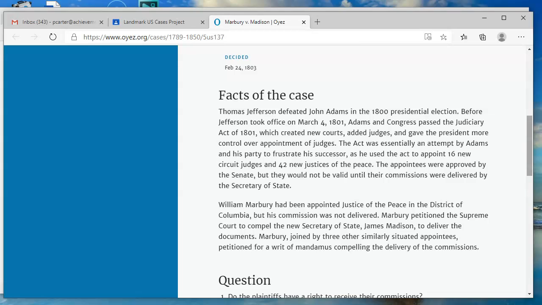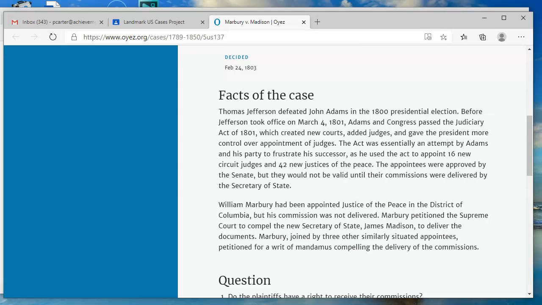Whenever a president is elected, they have the election in November, and the time he actually takes office is generally, today, in January, but in those days, it was March. That period between when they had the election and when you actually take over the office is called the lame duck period. Generally, nothing happens in that period, but in this particular case, Adams and Congress passed a group of laws, which created new courts, added judges, etc.